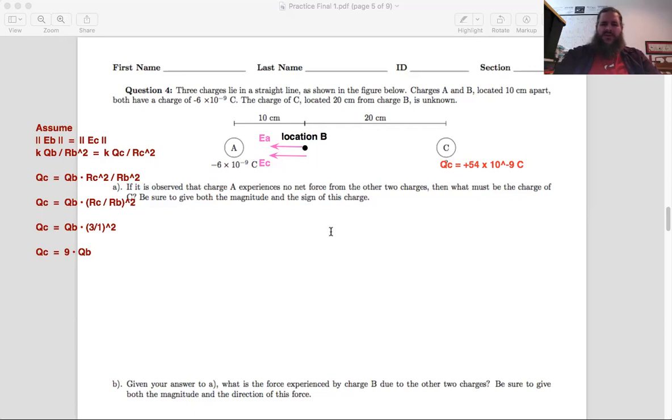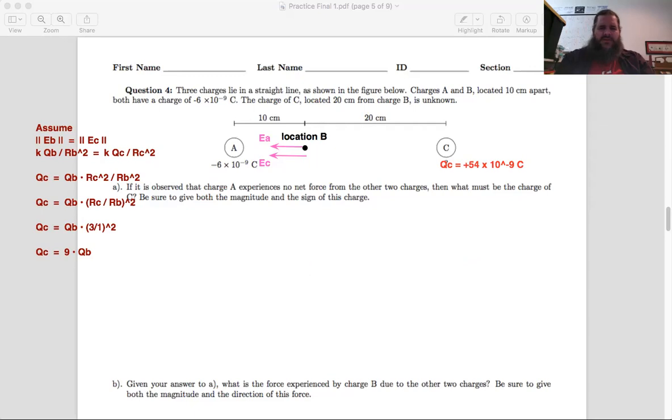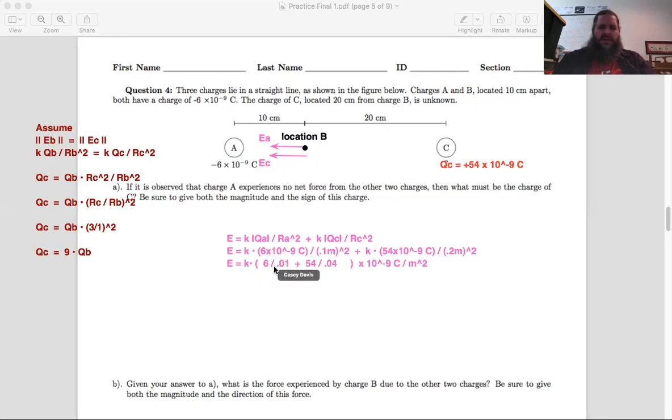And also units of measurement that show up in everything can be pulled out as well. So I'm just going to write this as numbers and then coulombs per meter squared at the end. 0.1 squared is 0.01. And then 54 times 10 to the negative 9 over 0.04. In fact, we might want to pull out the 10 to the negative 9 also, because that also shows up in every term. That'll make the resulting numbers easier to work with. So now we just have 6 divided by 0.01, 54 divided by 0.04.